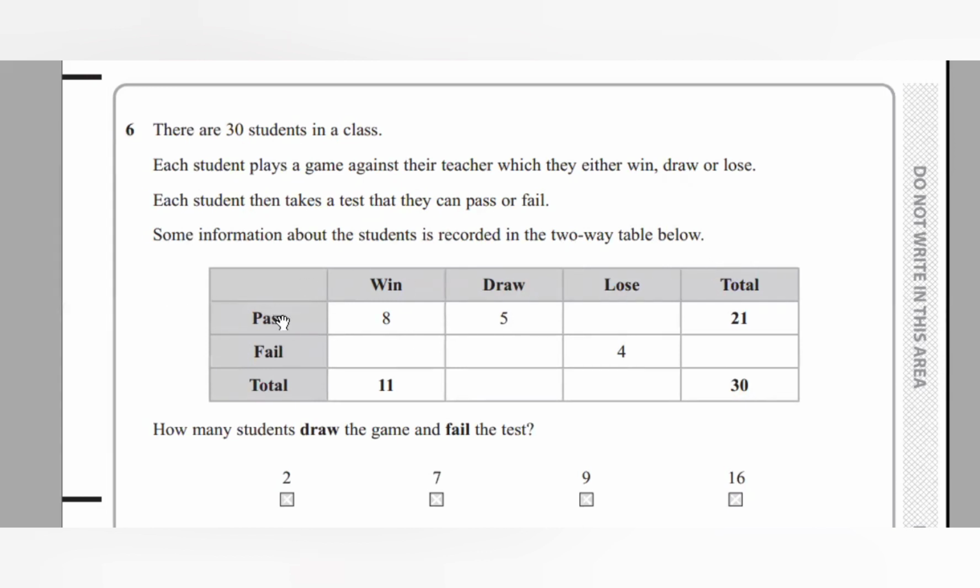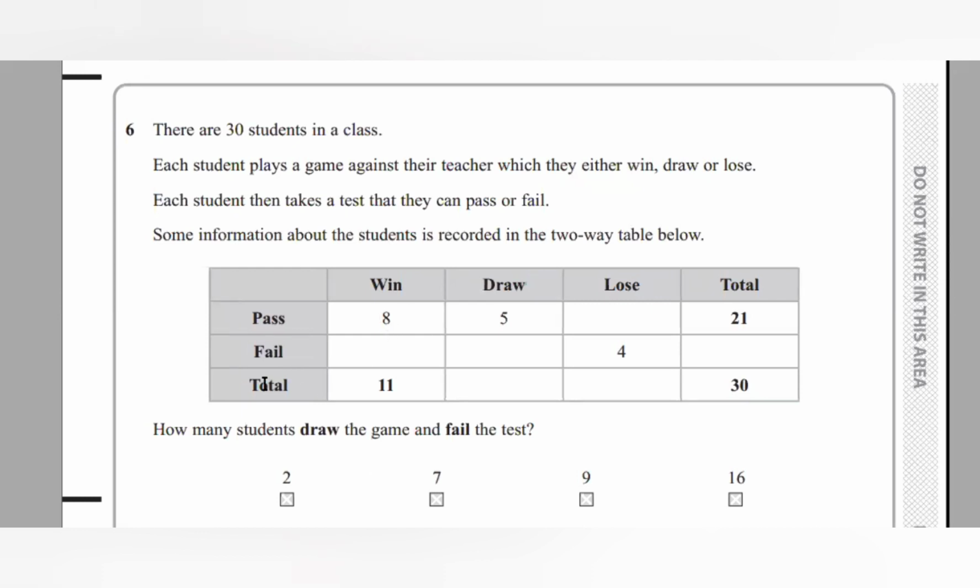This is a two-way table, and a two-way table means it is giving us two pieces of information at the same time. Now the question is, how many students draw the game and fail the test at the same time? As you can see, the two-way table is missing some numbers. So we have to fill in the numbers first, and then we're going to answer the question. How do we fill the numbers in here? We fill them in by completing these.